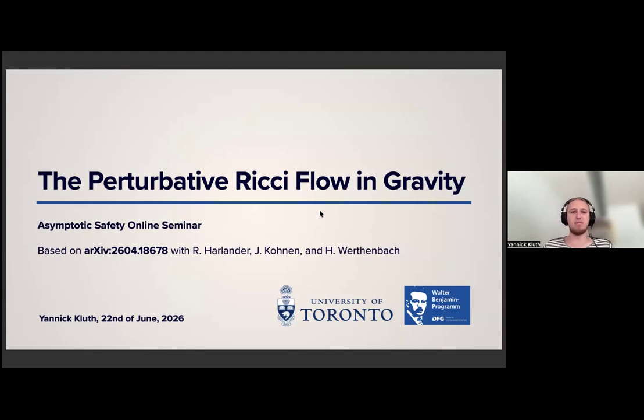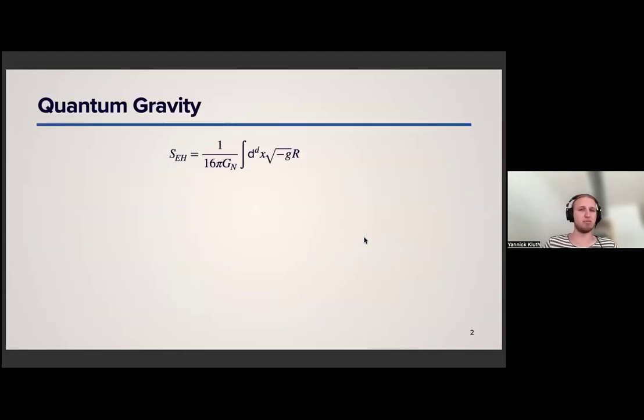So this work, the perturbative Ricci-flow in gravity, has been on arXiv now for about 2 months, I think. It's work I've done with my collaborators, Robert Harlander, Jonas Kohn, and Henry Wertenbach. And of course, the basic starting point of this is quantum gravity, as you probably all expect.